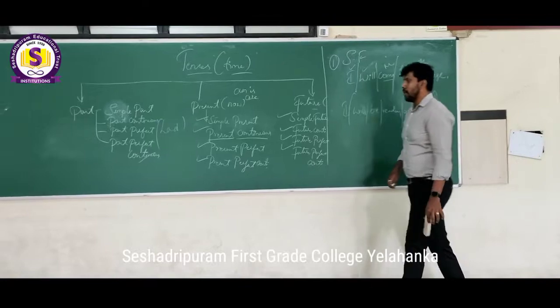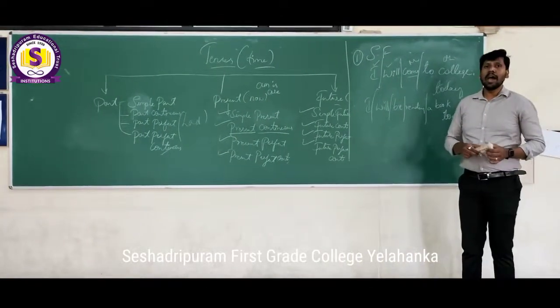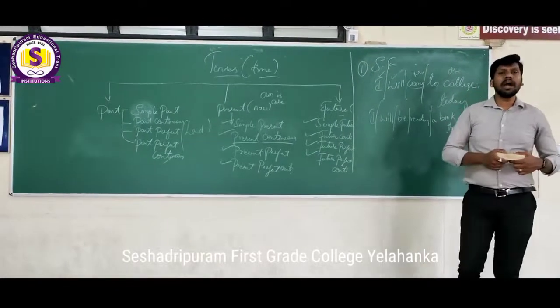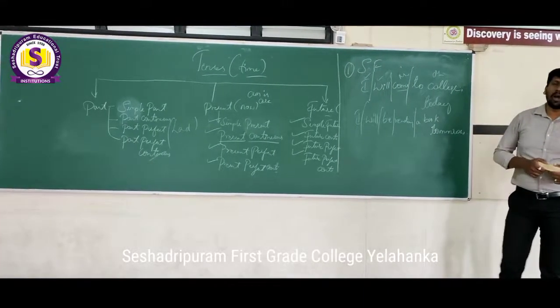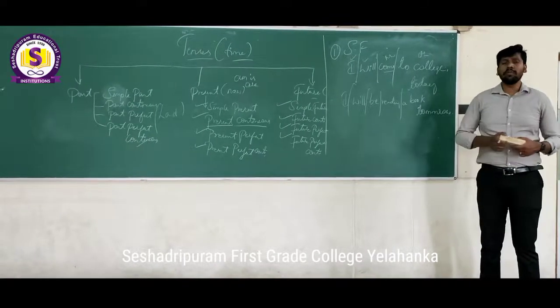So we'll go for the next form that is called future perfect. Here you have to use have or has based on the person. Usually we'll use have here. So I will have read a book tomorrow. Okay? So these are the forms of future.